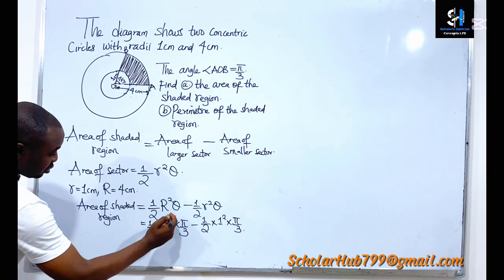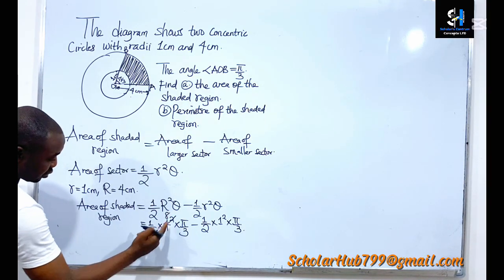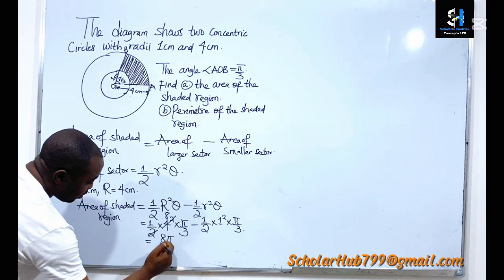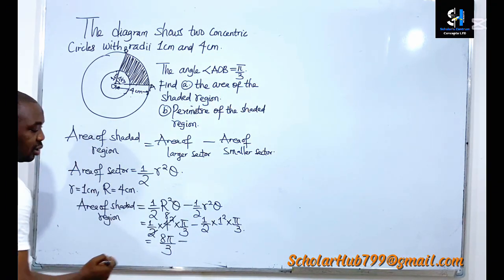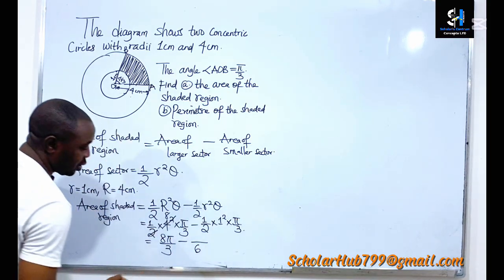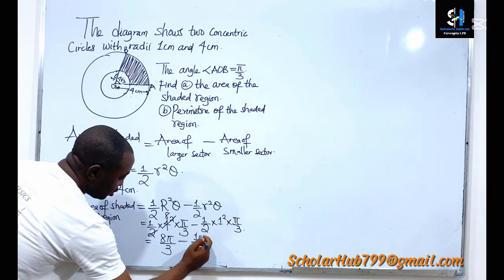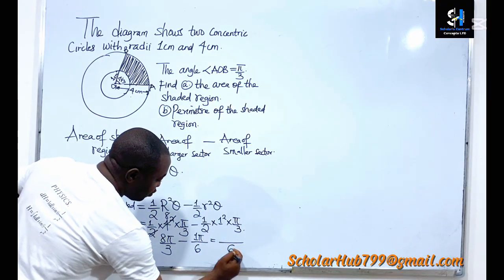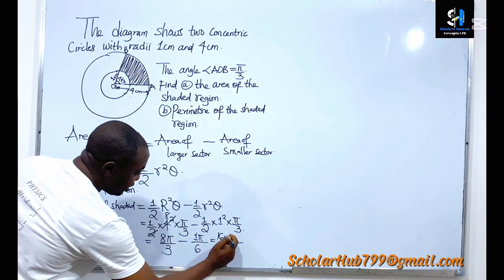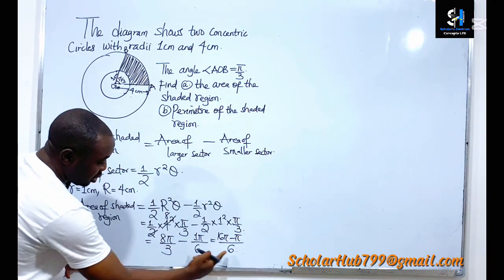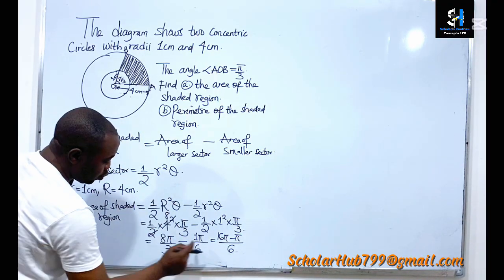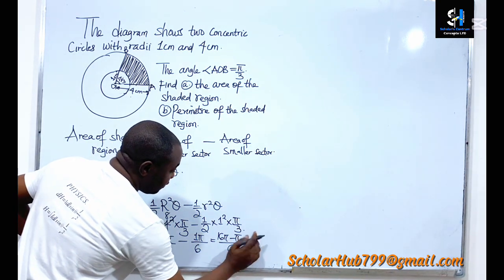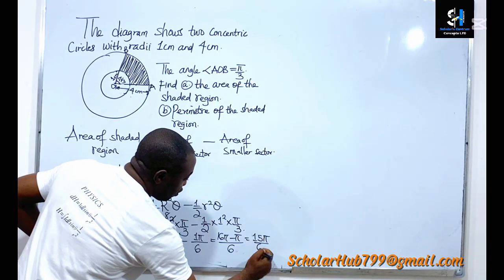So this will be 16, and 16 divided by 2 is 8. So this will be 8 pi over 3 minus, 3 times 2, that will be 6, 1 times pi, that will be 1 pi. Now let's simplify this. The LCM will be 6. So this will be 16 pi minus pi, because 6 divided by 3 is 2, 2 times 8 pi is 16 pi. So this will be 15 pi over 6.